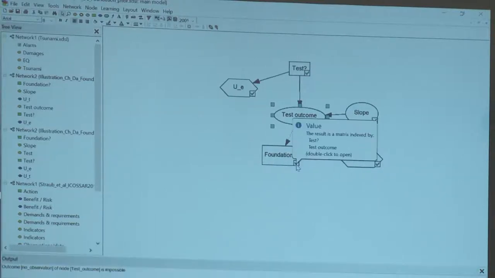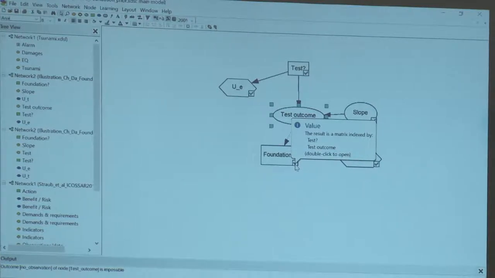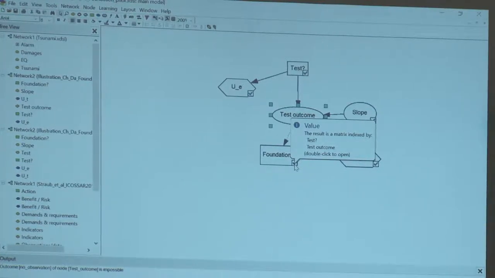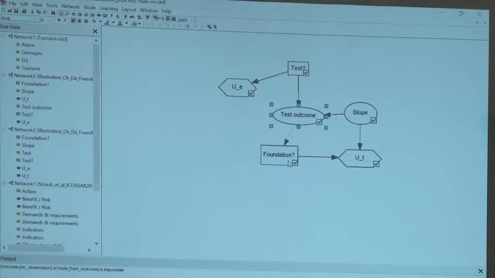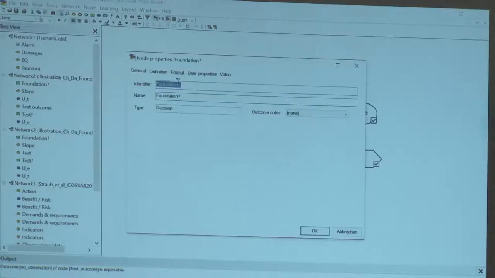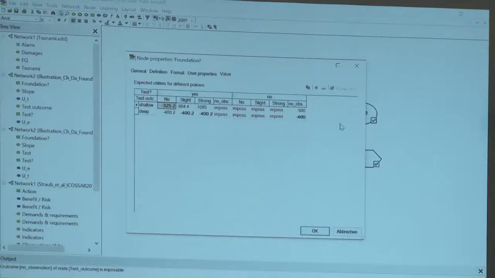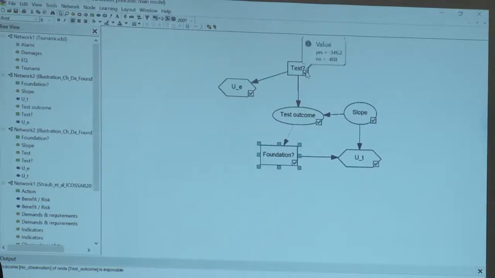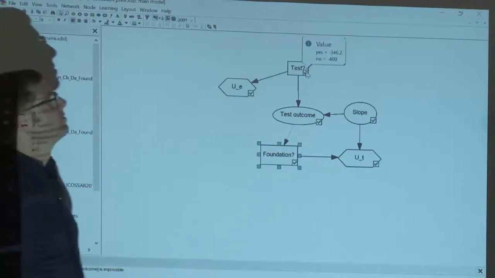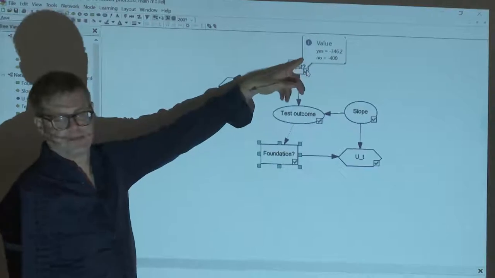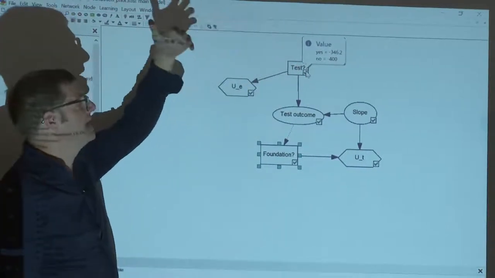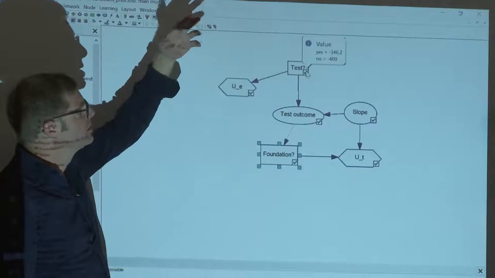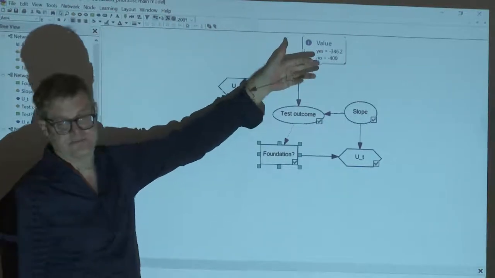Okay, we see here. Now the choice of the foundation still is a matrix. Now it's even a bigger matrix. What we actually want to know is the test, whether we should do a test or not. Does it make sense? And the answer is, yes, it makes sense. We have a lower expected cost if we do the test than if we don't do the test.